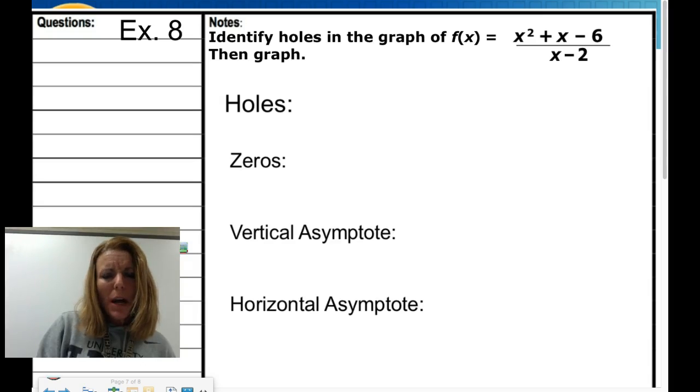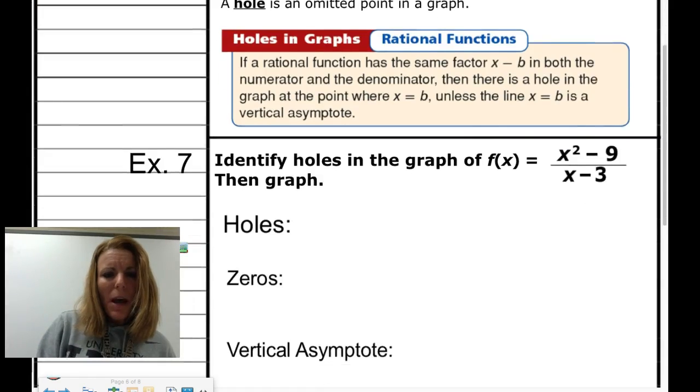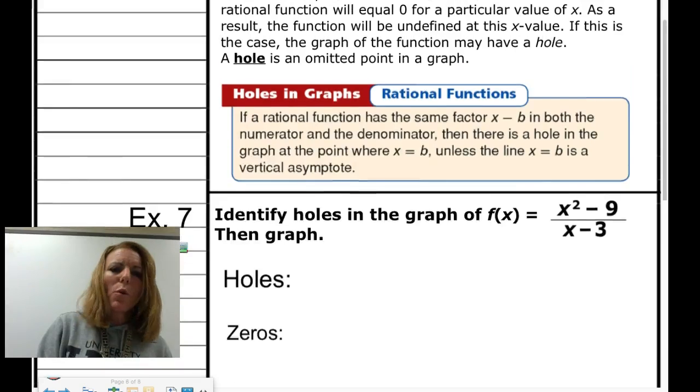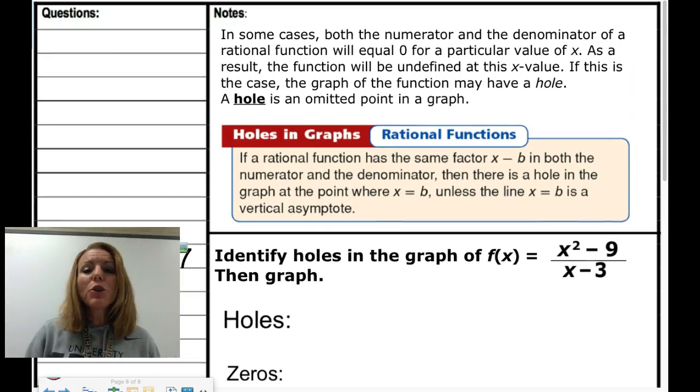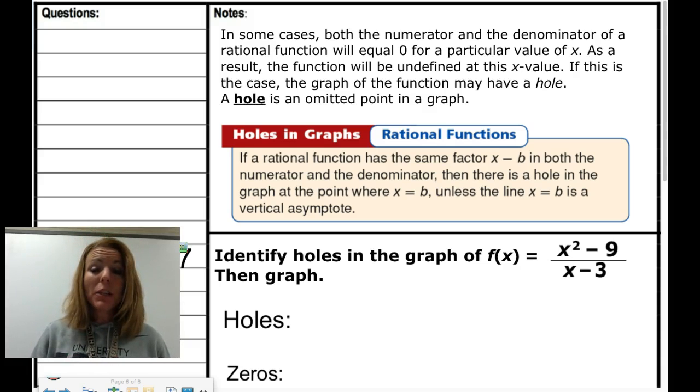So I think what I'm going to do is we're going to go through and talk about holes really quick and save those other ones for class. So in some cases, both the numerator and the denominator of a rational function will equal 0 for a particular value of x. As a result, the function will be undefined at this x value. If this is the case, the graph of the function may have a hole. A hole is an omitted point in a graph.